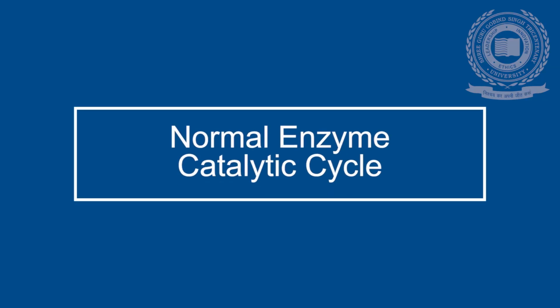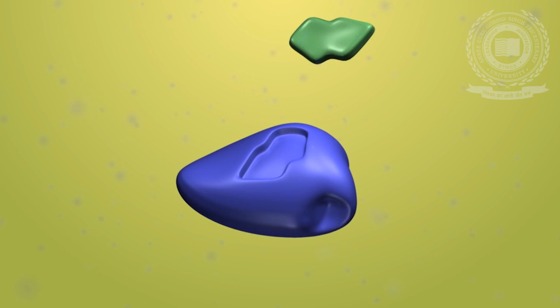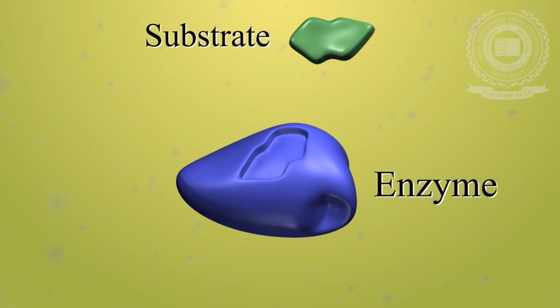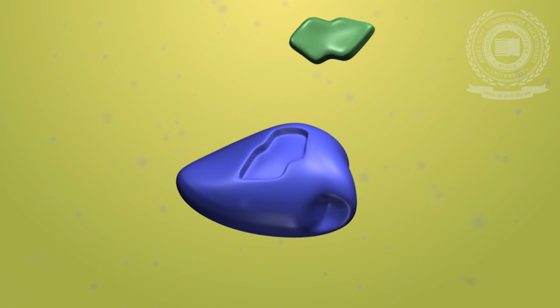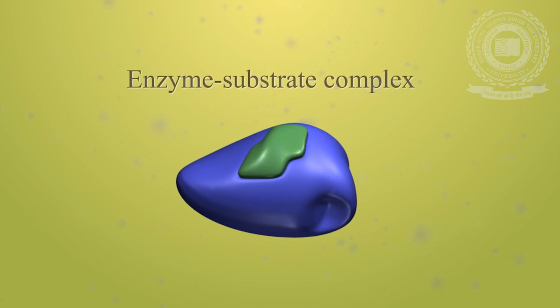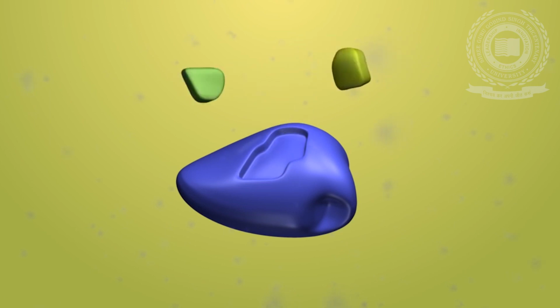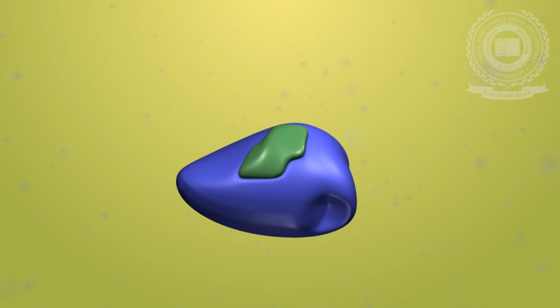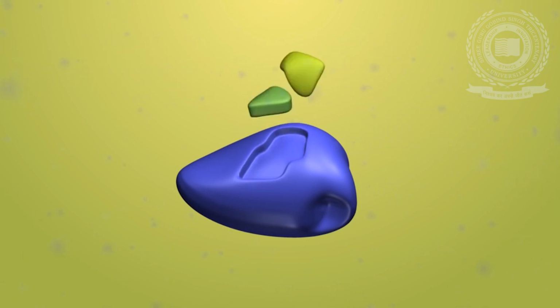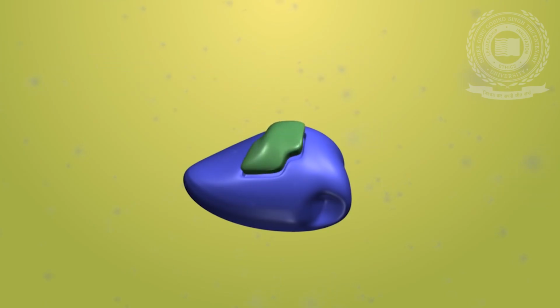Before understanding these inhibitions, let's understand the normal enzyme catalytic cycle. During the normal enzyme catalytic cycle, the substrate encounters an enzyme with a specific active site to which it binds, forming an enzyme substrate complex. The enzyme then facilitates the breakdown of the substrate to products which part from the enzyme, leaving the active site free to catalyze another substrate as the cycle begins again.